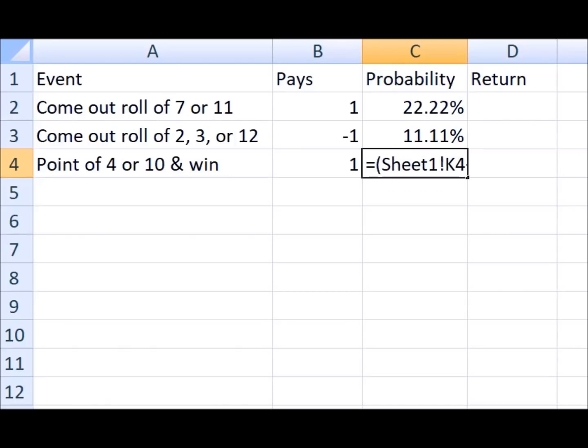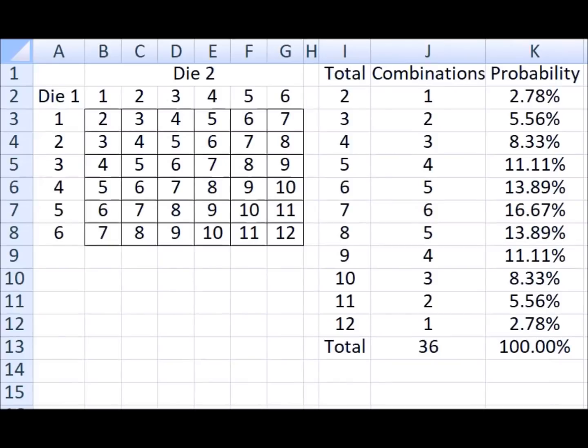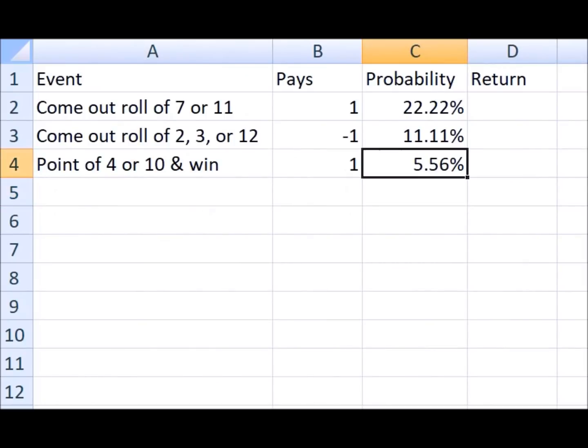You only win 1/3 of the time when the point is a 4 or a 10. And why is it 1 in 3? Well, let's consider a point of 4, for example. There's 3 ways to roll a 4, and there are 6 ways to roll a 7. So given that a roll was a 4 or a 7, there are 3 ways it could be a 4 and 9 total ways it can be a 4 or a 7. So 3 divided by 9 reduces to 1 divided by 3. So the probability of rolling a 4 or a 10 on the come out roll and then subsequently winning is 5.56%.